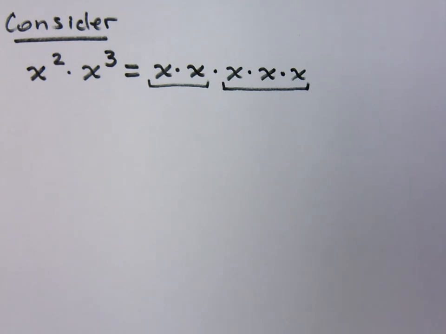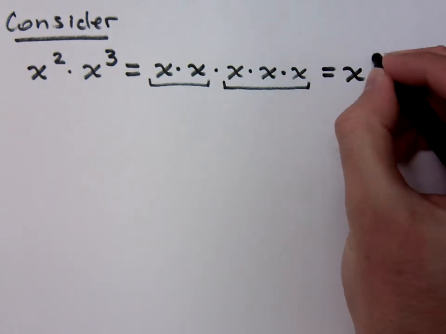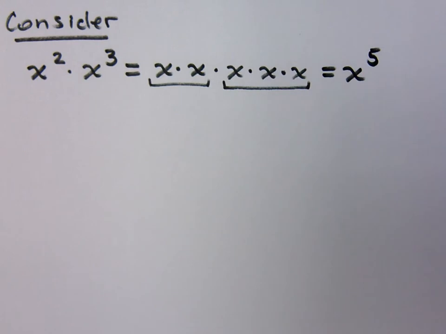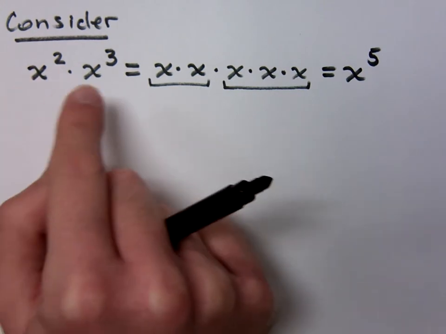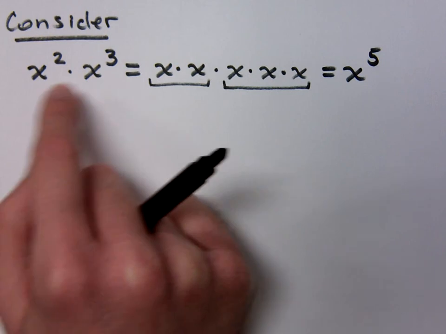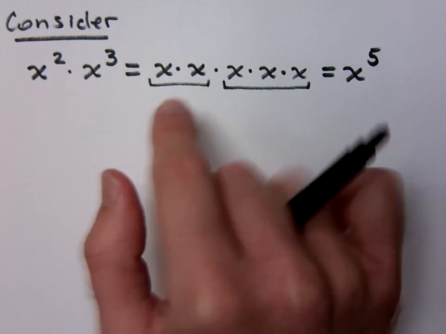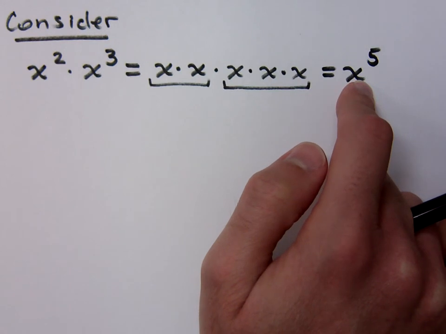Well, then how can I simplify this? How can I condense it back to a nice, simple expression? That's x to the fifth. Because when you look at this, this has 2 factors of x times 3 factors of x. We said factors were pieces of the multiplication problem. So if you were to string all of these out, like we wrote here, you have a total of 5 factors of x. Do you all agree?